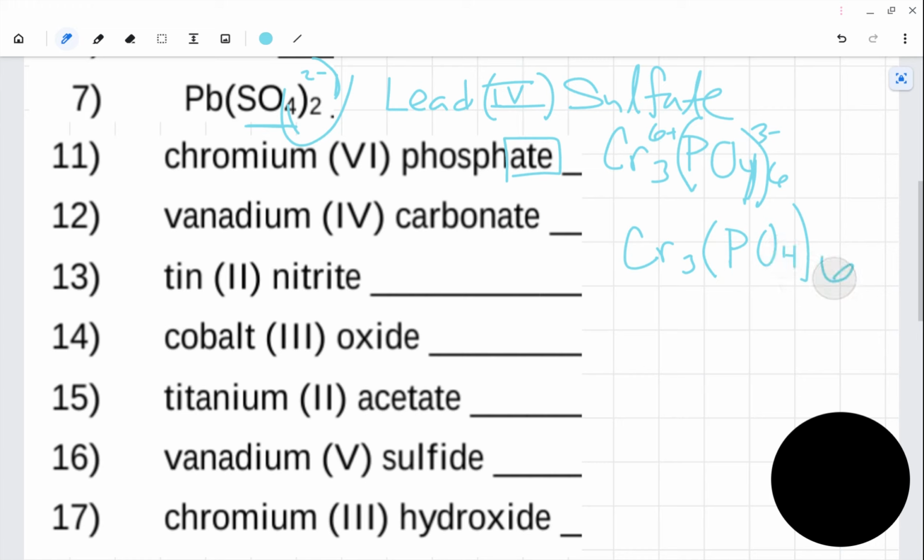Now remember, these numbers are just literally telling me the ratio of my cations to my anions. So if you had a ratio of 3 to 6, what could that simplify to? You can divide both of them by 3, and you get 1 to 2. Okay, so my final ratio is 1 part chromium to 2 parts phosphate.